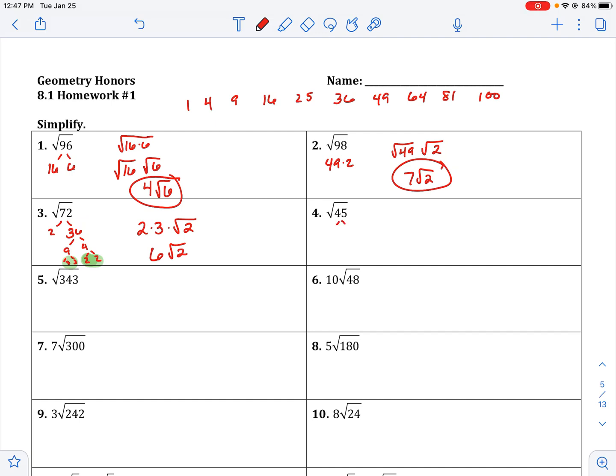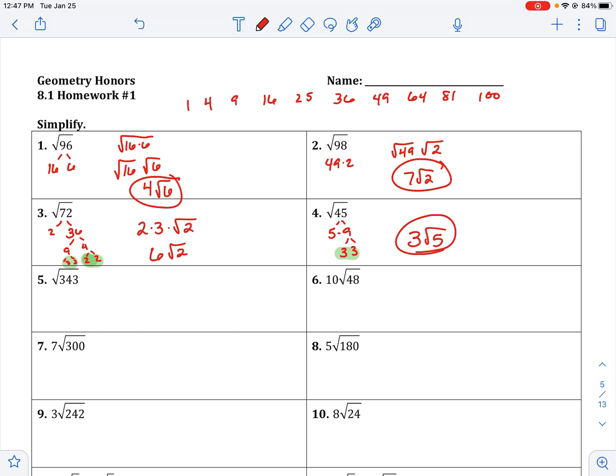It works a lot better with smaller numbers or numbers that have relatively few primes. So like this is 5 times 9, 3 and 3. So then I can simplify this as 3 root 5, because I had a pair of 3's. So the 3's would be outside.